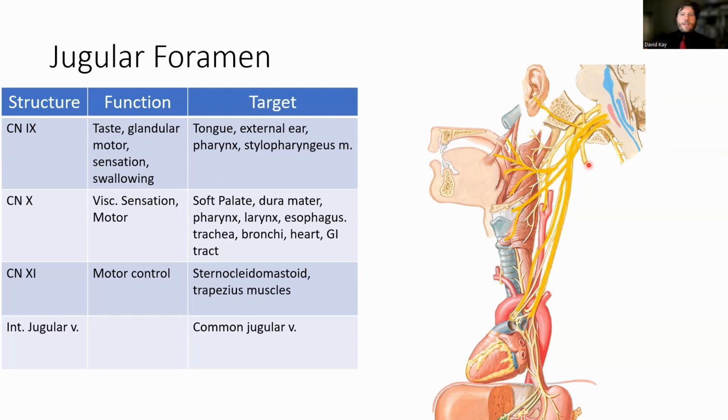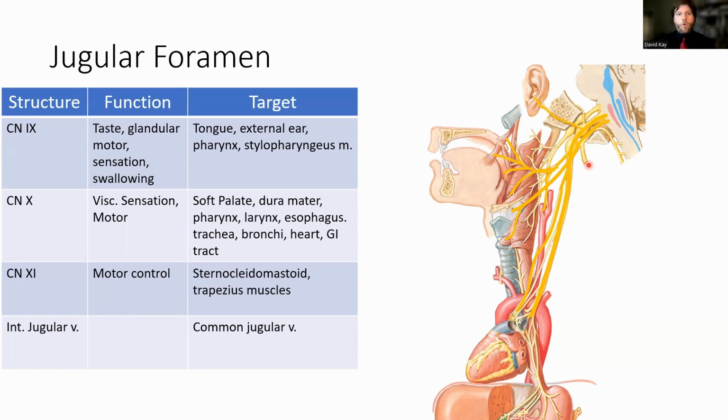It goes all over the place, and my drawing actually cuts off because I needed it to fit on the page comfortably. But critically for this lecture, it provides sensory information innervation to the dura mater and sensory and motor innervation to the soft palate, pharynx, larynx, and esophagus. All of these have critical roles in things like swallowing and speaking. Additionally, there's innervation in the trachea, the bronchi, the heart, the GI tract.